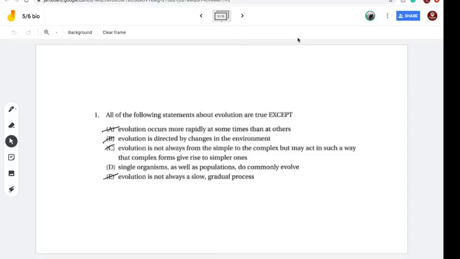do commonly evolve. So remember, population is commonly the smallest group to evolve. In the case of the peppered moths, for example, no single white moth became dark. So when the environment became darker, the white moths were visible and were preyed upon, while the dark ones had the selective advantage. So again, single organisms do not evolve, they evolve as a population. So this is an exception. So D would be correct.